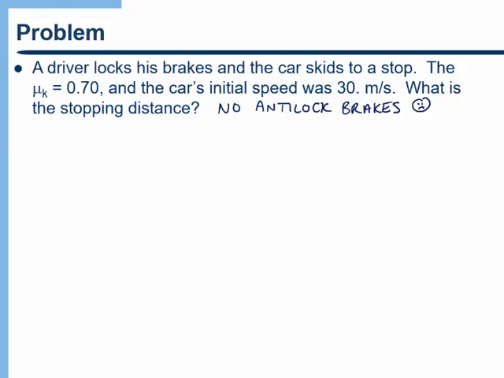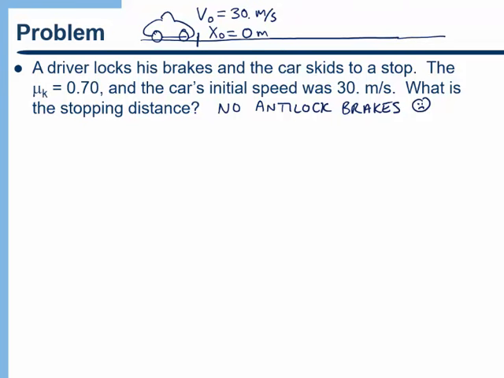So let's draw out the kinematics picture first. Here's the road. We've got our car, and our car has an initial velocity of 30 meters per second. We can say that it starts at x naught equal to 0, so we'll set our origin at the starting point for the car. Our car is now going to skid to a stop. So our final position of the car is what we're trying to find. Where does it end up? What was the stopping distance?